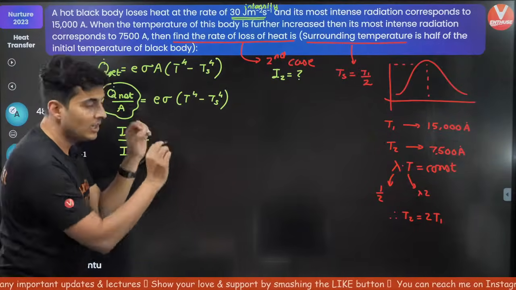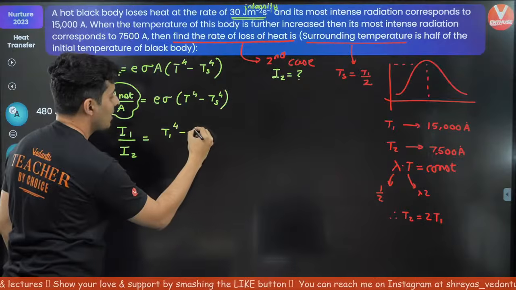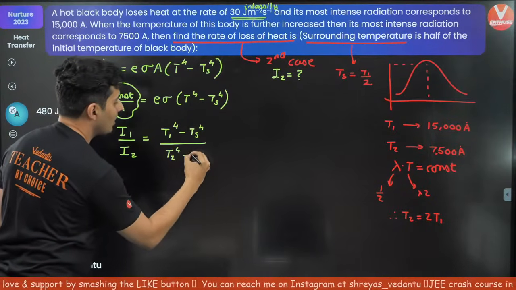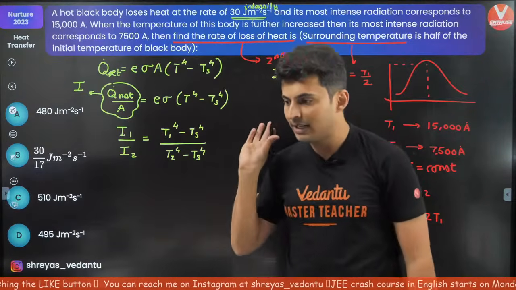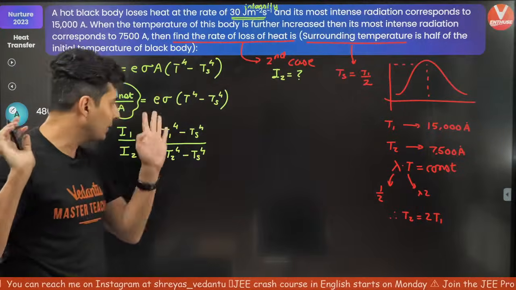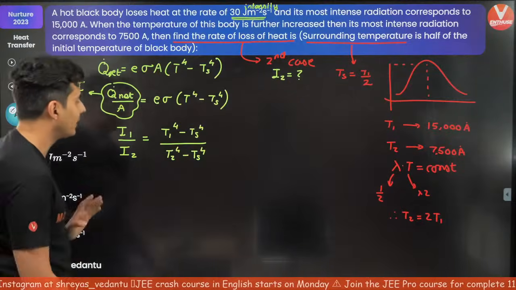Think, E is the same, sigma is the same. Shouldn't I get T1 raised to 4 minus Ts raised to 4 upon T2 raised to 4 minus Ts raised to 4? Everybody gets this? I hope everybody has understood this. Perfecto. Now just start substituting the values right from over here.